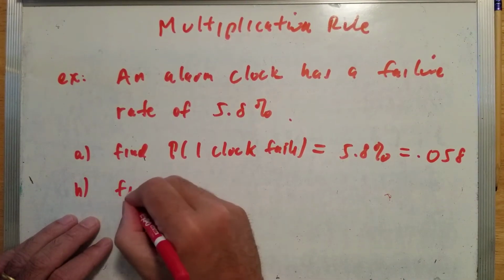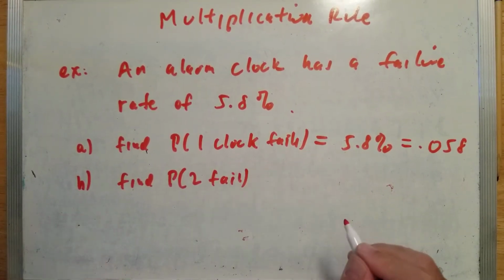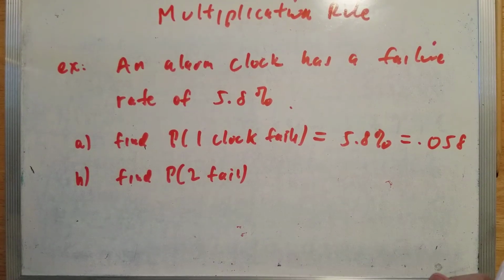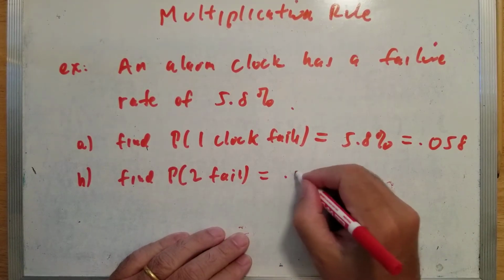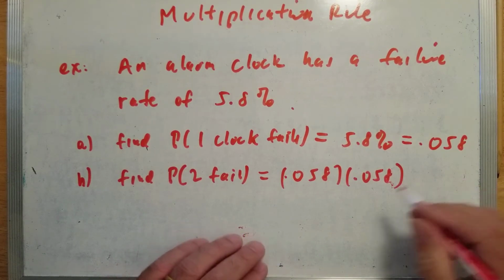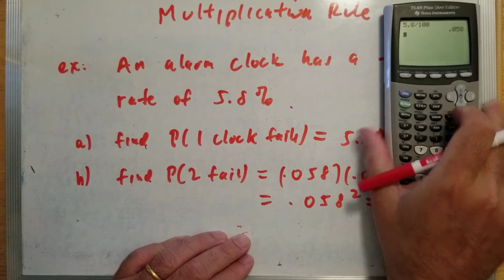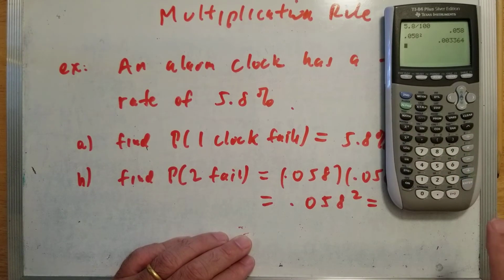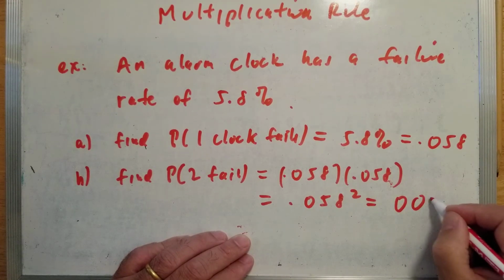B, find the probability that two fail. Well, now the probability that they both fail is the probability that the first one fails times the probability that the second one fails. So that's 0.058 times 0.058. If you like, 0.058 squared will do that. So on the calculator, if I go 0.058 squared, about 0.003 to 3 decimal places.